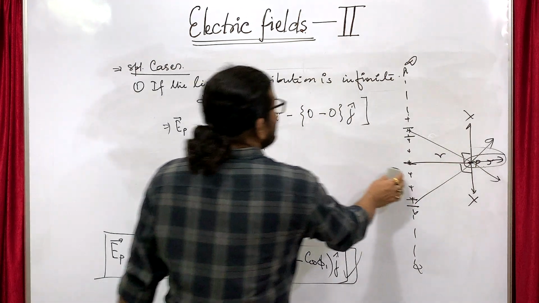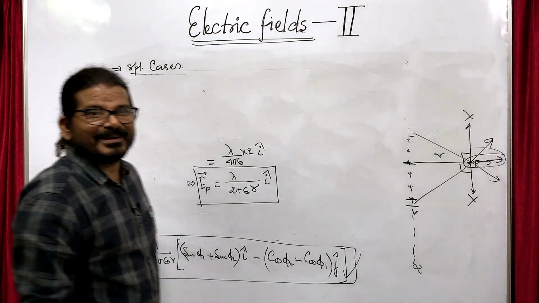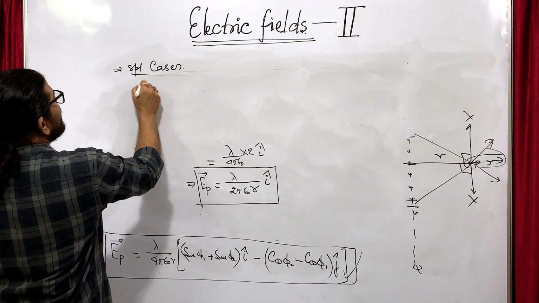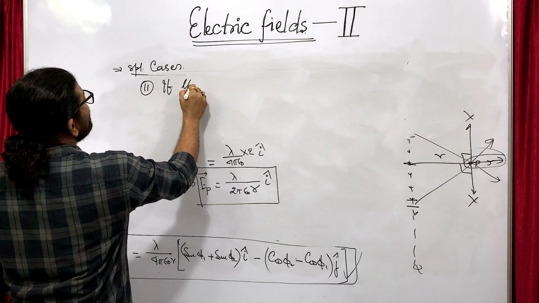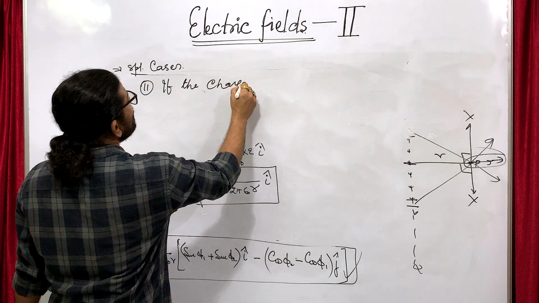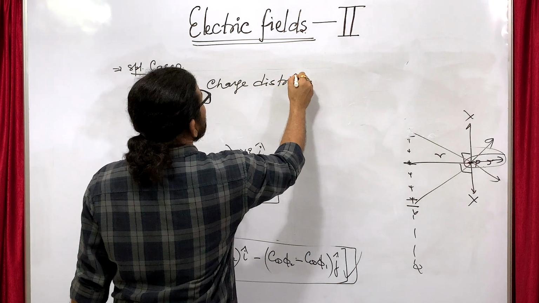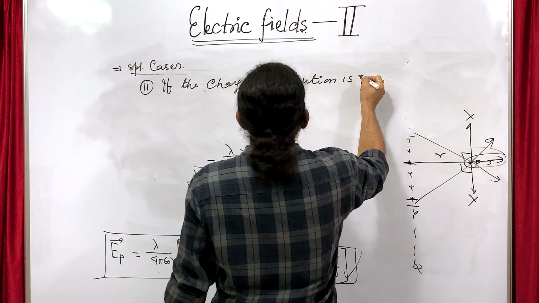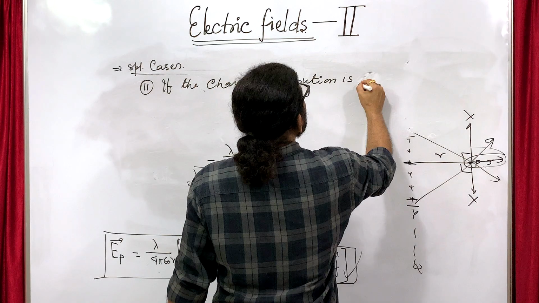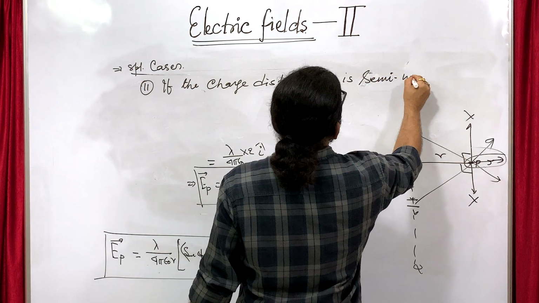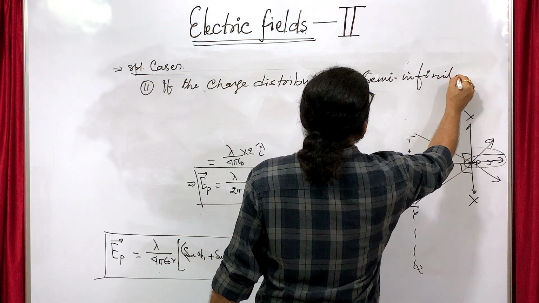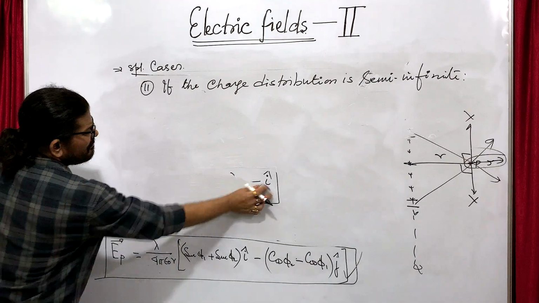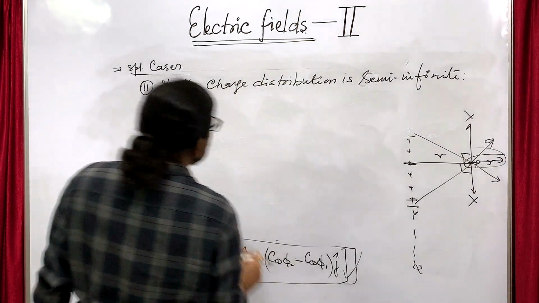If we are taking another case, now suppose we are taking the second case. Suppose the charge distribution is semi-infinite. Though the word is not proper, generally we are taking this. I am just explaining what it means.